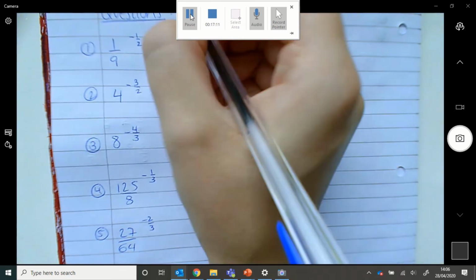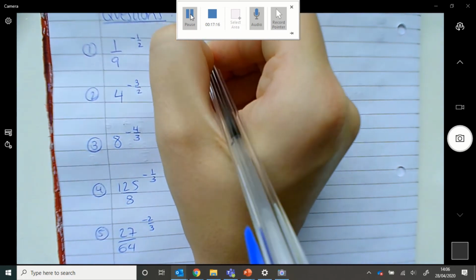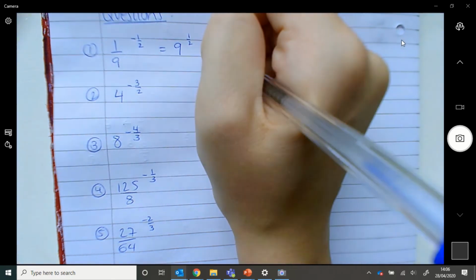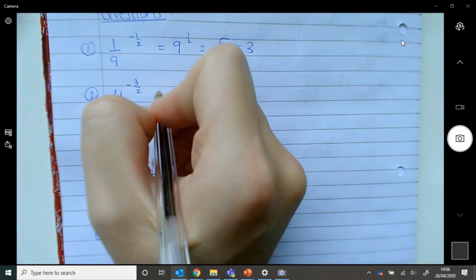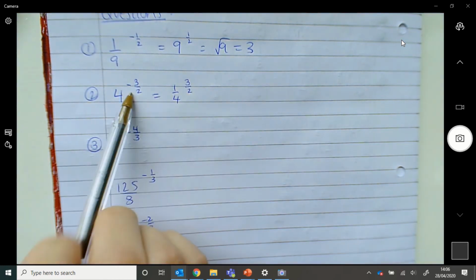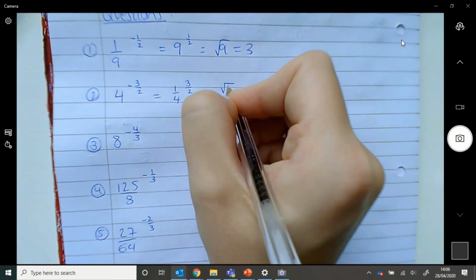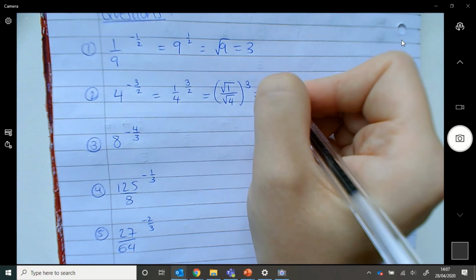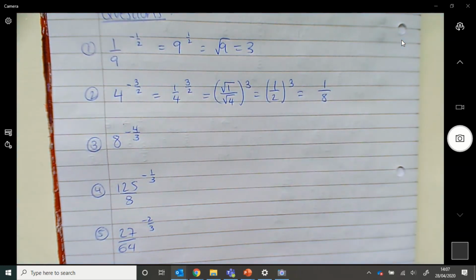Okay, so I'm going to use the negative part first, find the reciprocal. Still got the power of a half. The power of a half tells me to square root, which is 3. This one, find the reciprocal. My power stays the same, except the negative bit has disappeared because I found the reciprocal. I need to square root both those numbers, so square root of 1, square root of 4, and I still need to cube that. That's 1/2 cubed. 1 cubed is 1, 2 cubed is 8.